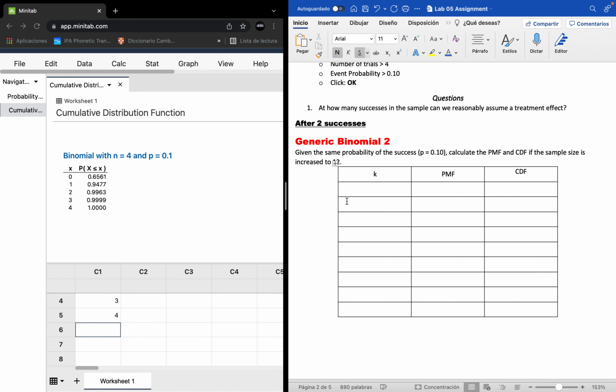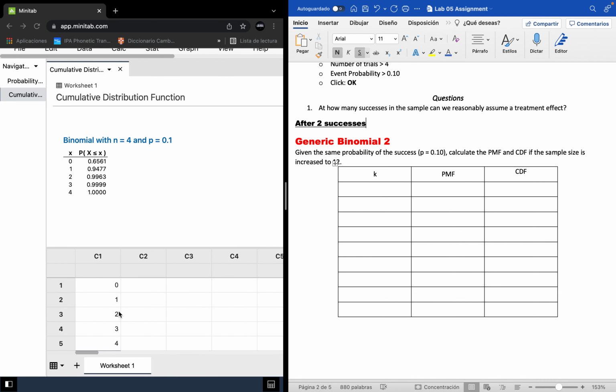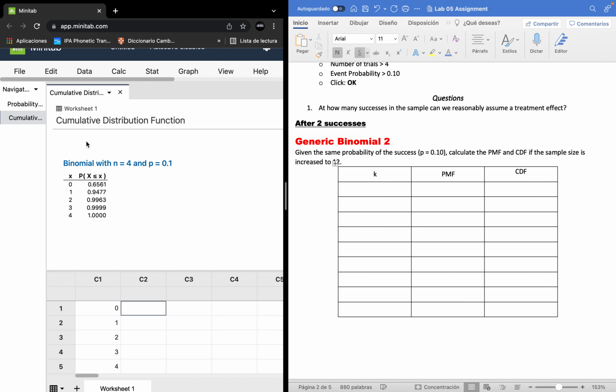Now, binomial number 2, given the same probability of success, p equal to 0.10, calculate the PMF and the CDF, with the sample size increased to 12. So we're going to repeat the same, but now the number is increased to 12. You have to type here 0, 1, 2, 3, 4, and up to 12. I'm going to do it in column number 2. Remember, you don't have to, you can enter each value for each cell.